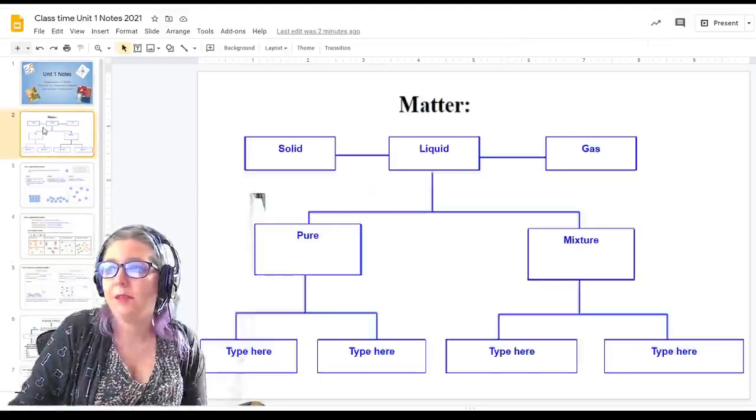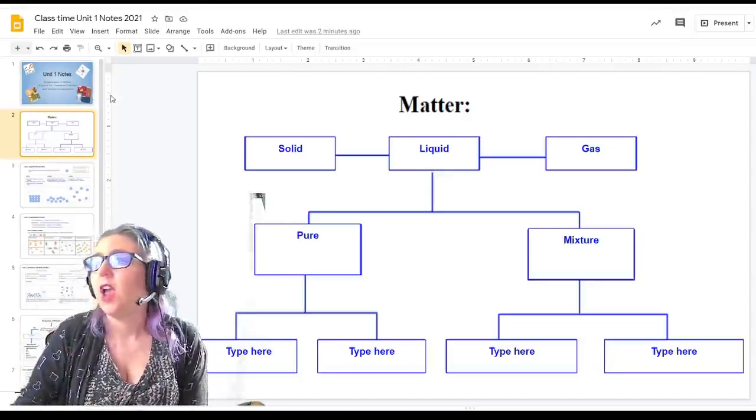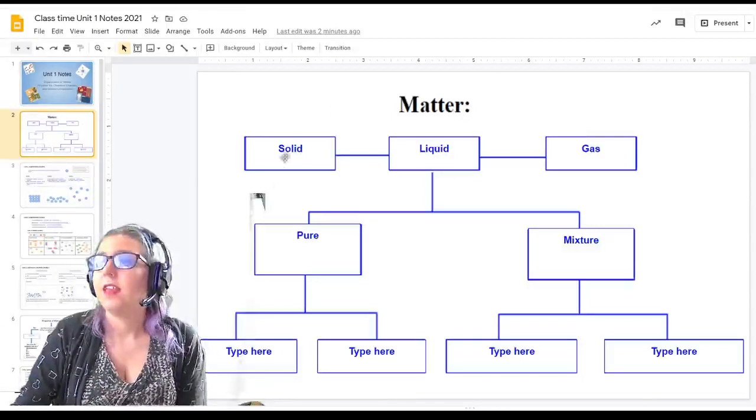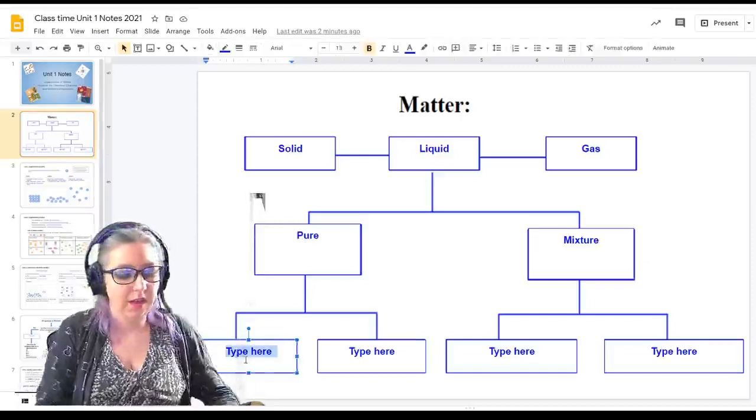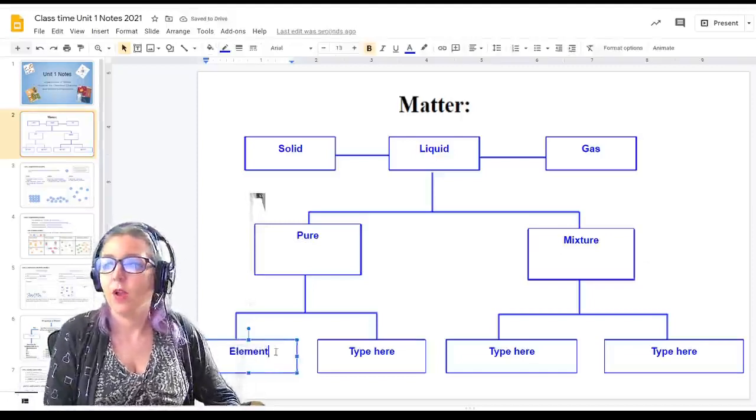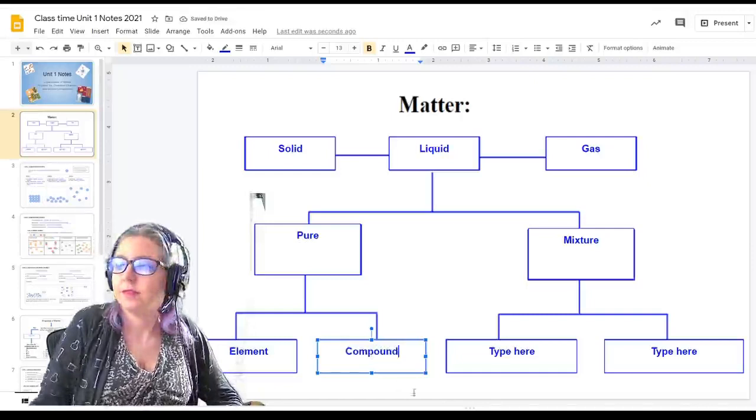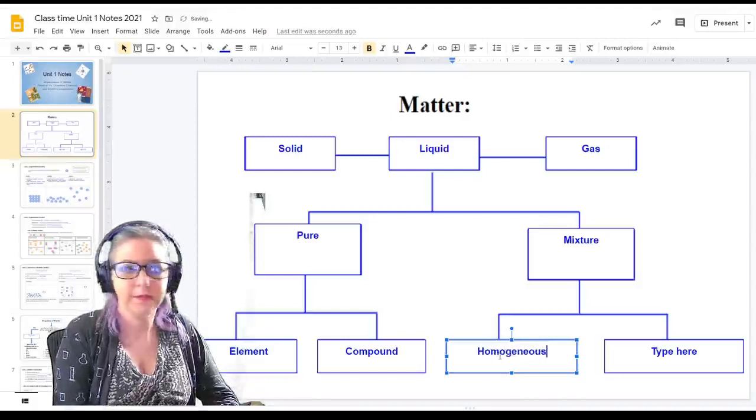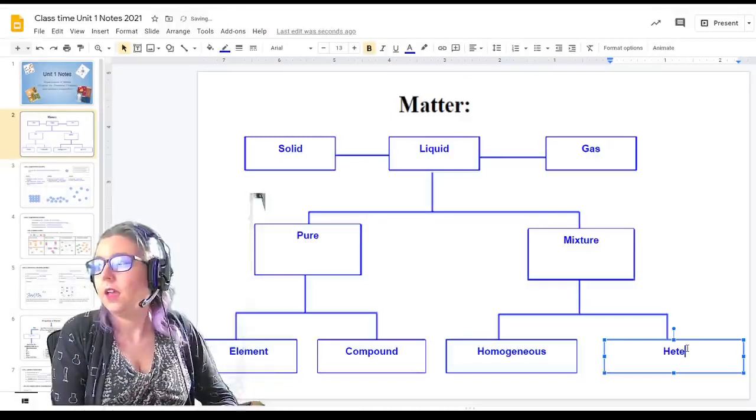Then if we had time, we went back to the second slide, and this is actually on your practice as well. If you have the sample of matter, your solid, liquid, or gas, then that solid, liquid, or gas sample is pure, or it is a mixture. If it is pure, then it's an element, or it is a compound. If it's a mixture, we have two different types of mixtures. We have homogeneous, or it can be heterogeneous.